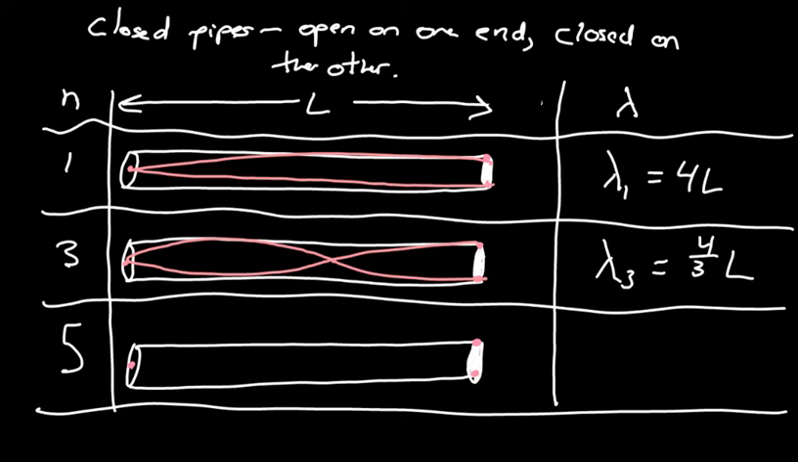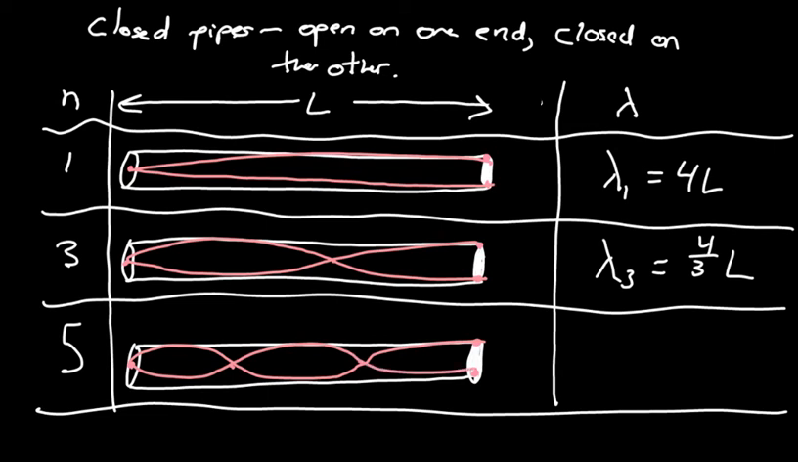And you might see the pattern here. When n is 1, we had 4L, or 4/1 times L. When n is 3, we had 4/3 times L. When n is 5, we're going to get 4/5 equals L. Let's draw it though, and we can verify it that way. So on this one, I'm going to have 5/4 of a wave fitting in there. So I'm going to have an extra node and an extra antinode in here. So maybe a node about there, one about here, close enough anyway. Something like that.